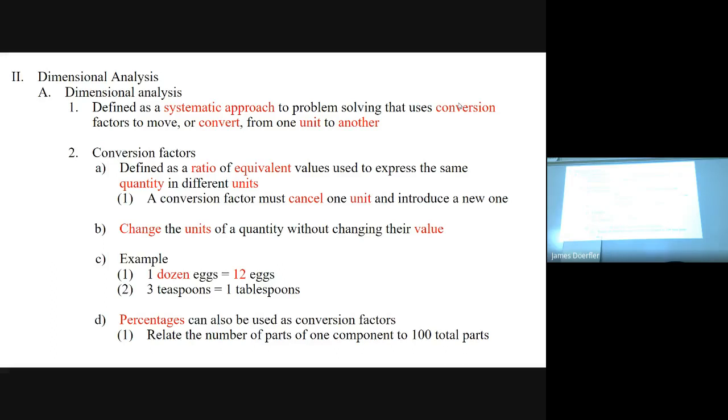Percentages can also be used as conversion factors where we can relate the number of parts of one component to 100 total parts. So like 95%, it's a ratio of 95 parts to 100 parts.